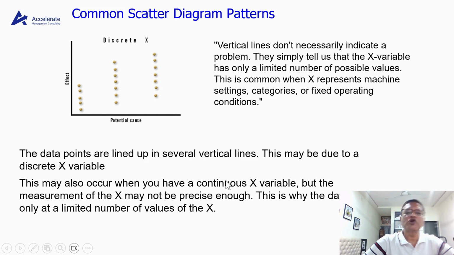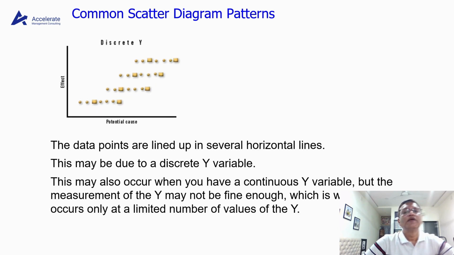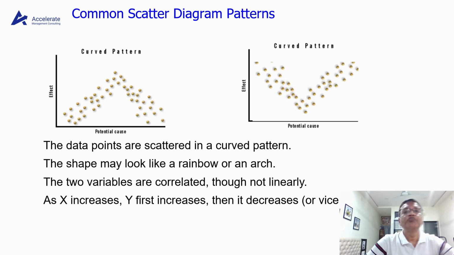Both the variables may be continuous, but if you are getting a similar kind of plot, then it also means that the measurement of X is not precise. The least count of the gauge we are using for measuring X is not precise, and that's why the data occurs only at a limited number of values of X. So you need to go back and improve your gauge. Similarly, this is for discrete Y, as I told you.